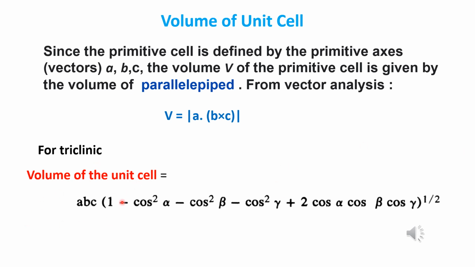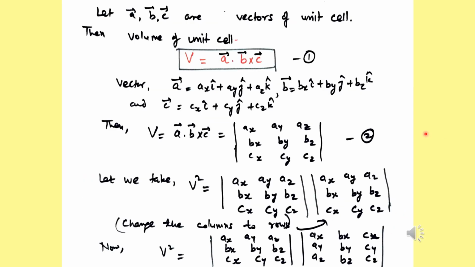So for triclinic, the volume is abc times (1 minus cos square alpha minus cos square beta minus cos square gamma plus 2 cos alpha cos beta cos gamma) to the power 1 by 2. So how can we find this using vector analysis? Because a, b, c are the vectors of the unit cell, and the volume is V equal to the magnitude of a dot b cross c.